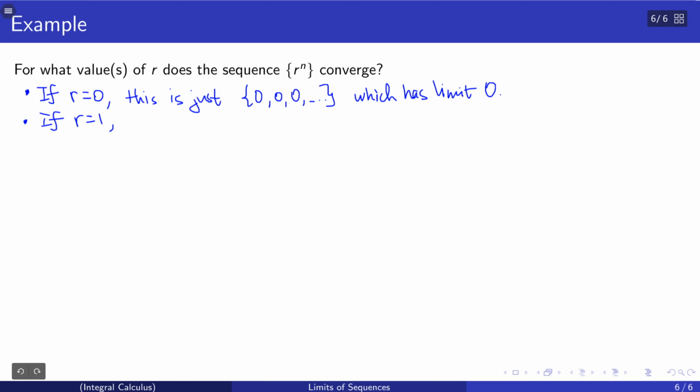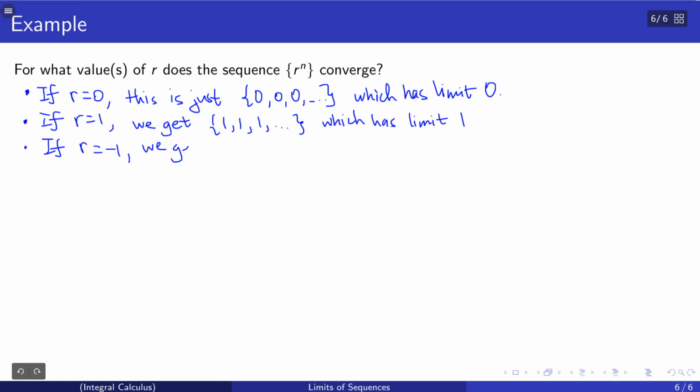Same thing for 1. If r equals 1, we get 1, 1, 1. So just a bunch of 1s. This has limit 1. So far we found 2 values of r for which the sequence converges. For an obvious example where it diverges, take -1. We also saw this before. This is -1 to the first power, so we start with a -1, then 1, and so on.